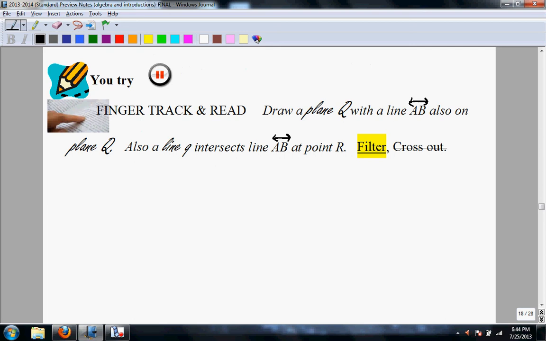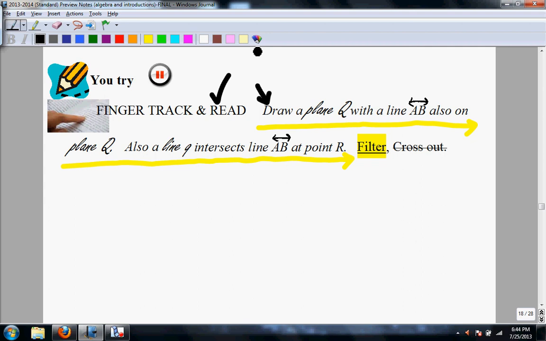Okay, welcome back. Let's see how you did here. It says, step 1 is to finger track and read. That means you put your finger right here, and we're going to read it out loud and track. It says, draw a plane Q with the line AB also on plane Q. Also a line q intersects line AB at point R. Okay, finger track and read.